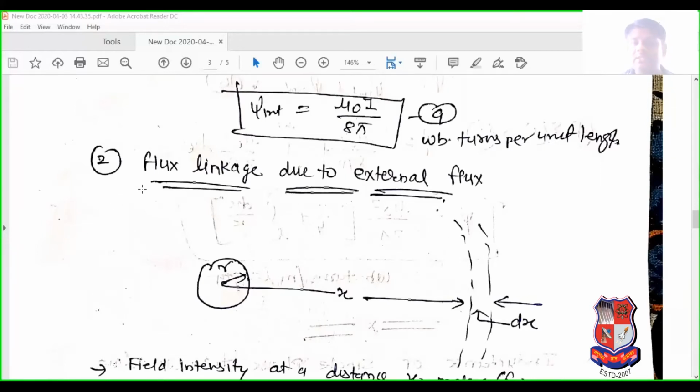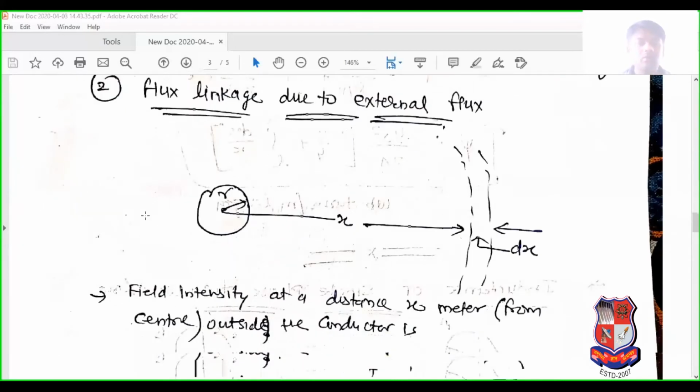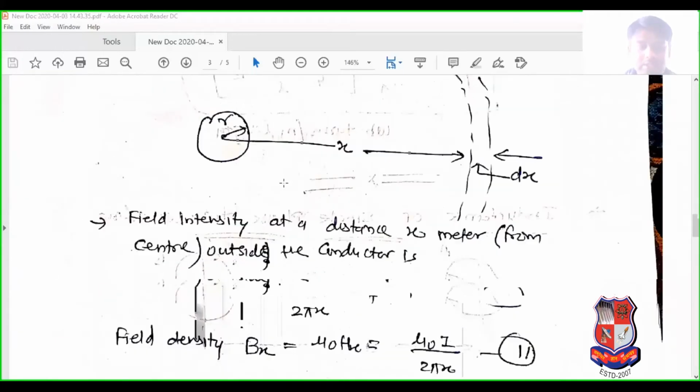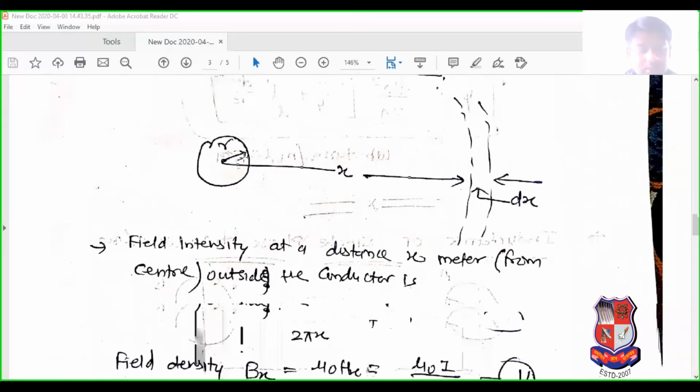Next is the flux linkage due to external flux, right? Now, how we calculate the external flux? The flux linkage due to external flux. So now let us consider the flux linkage of the conductor due to external flux. This is the cross-sectional area of the conductor, the radius is r, right? So the external flux extends from the surface of the conductor to infinity.